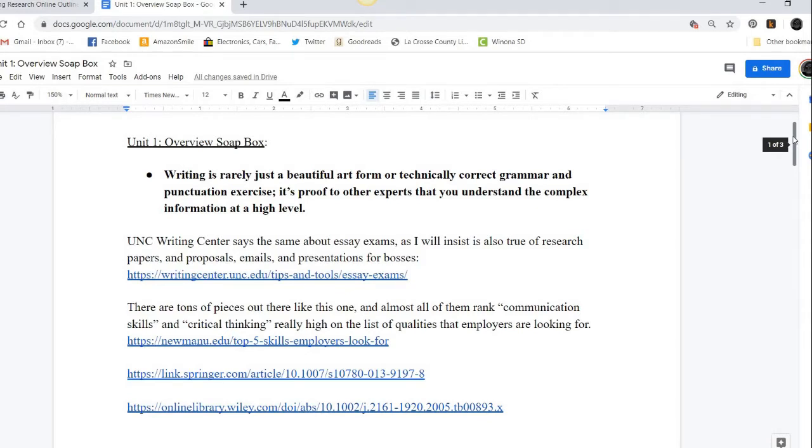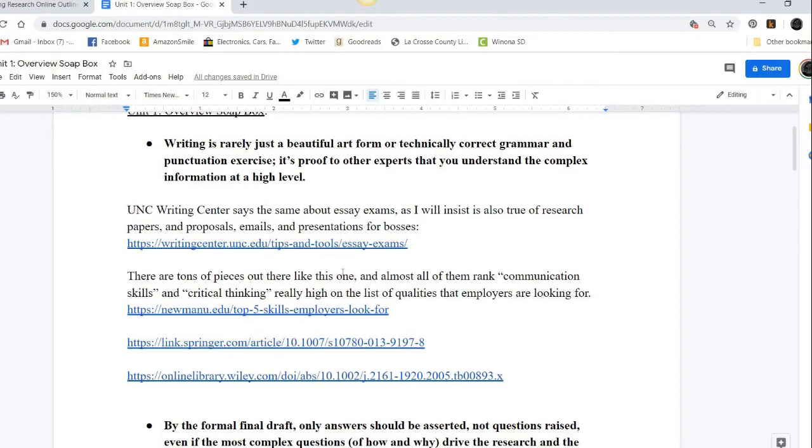This is why essay exams tend to be really common. And it is also true for emails and presentations and proposals, anything you're going to want to do in your professional life. They really check for the complex information, again revealing that it is not just about the aesthetics, that the aesthetics are the basics. Critical thinking and communication skills about critical thinking are really high on the list of qualities that employers look for.